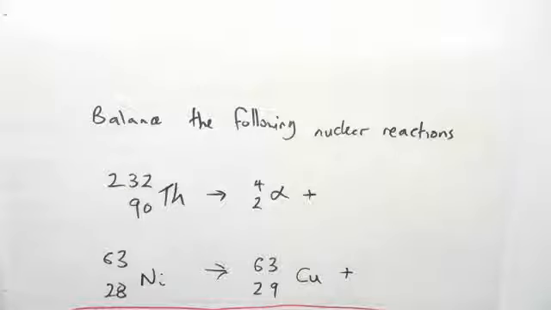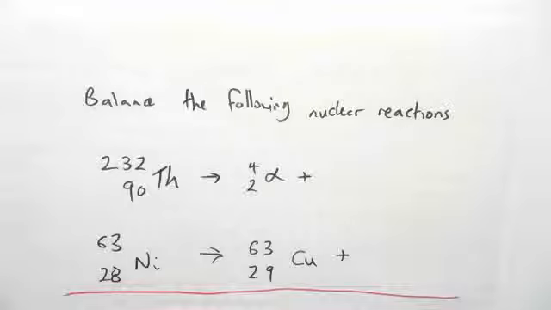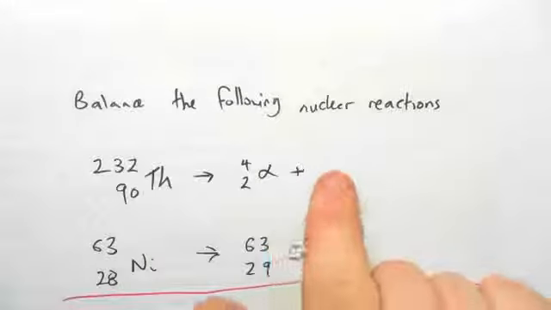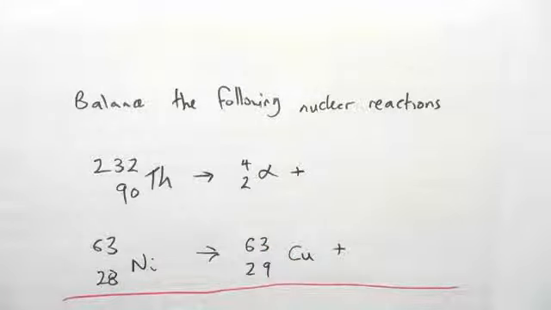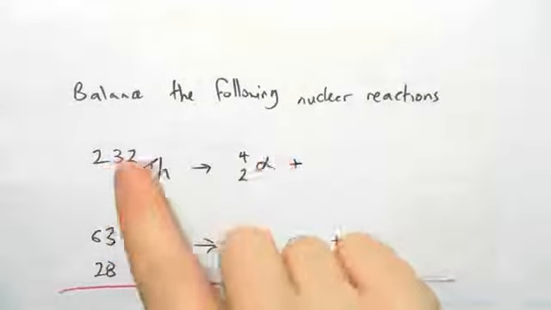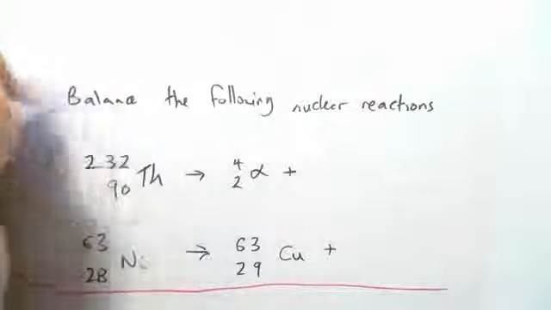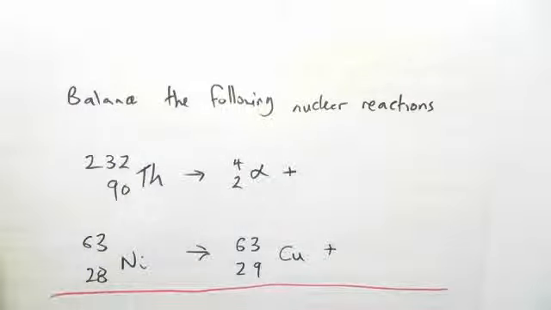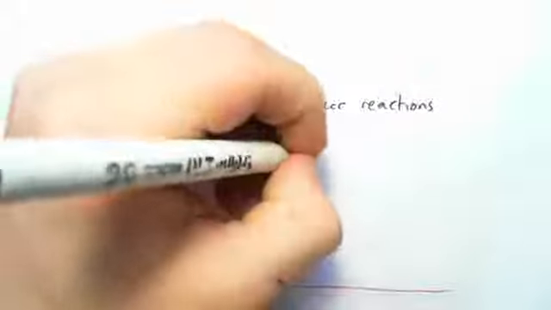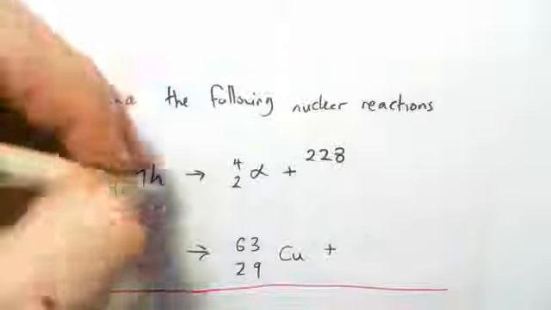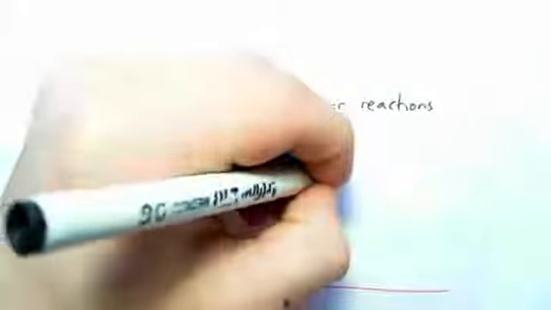Something else that we learned how to do was to balance these nuclear reaction equations. So here we have thorium-232, and it's decaying down with an alpha decay, so we're going to lose 4 from the mass number, so you want to make all the things at the top add up. So 232 minus 4 is going to be 228, and 90 minus 2 is going to be 88.